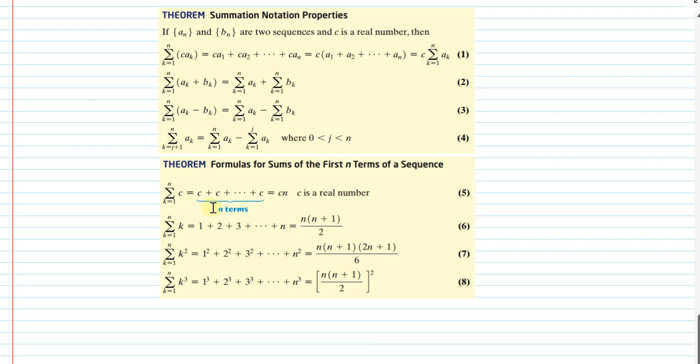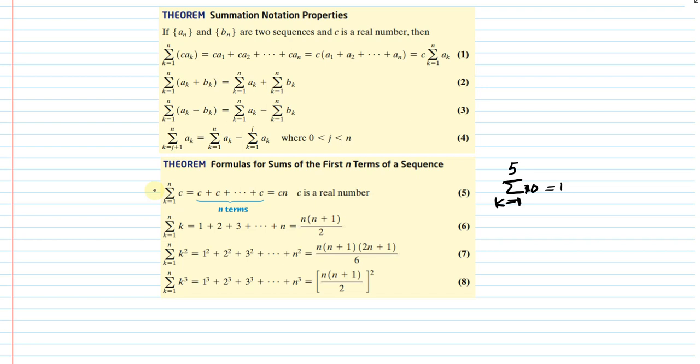Now, number 5, if you're adding or summing a constant, so for example, suppose I want to do the sum of k from 1 to 5 of 10. Well, how does this work? Because now my index is k, but in 10, there is no index. What's in front of sigma?